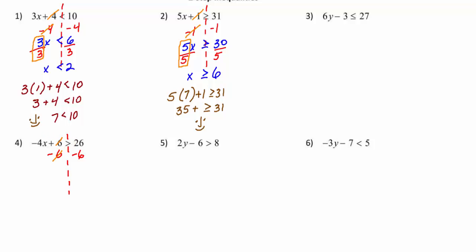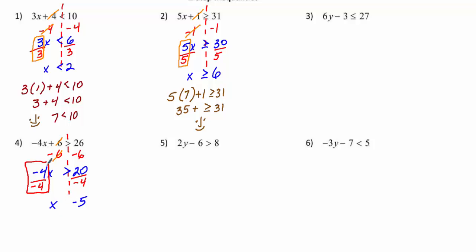There we go. And that leaves us with negative 4x greater than 20. 26, take away the 6. Our next step is still divide by this coefficient, so we can get a big 1. Here's the big 1 right there. So we divide that, which gives us 1 times x is x. 20 divided by negative 4 is negative 5.